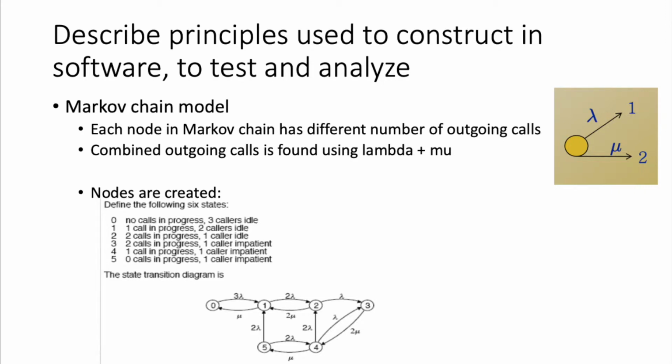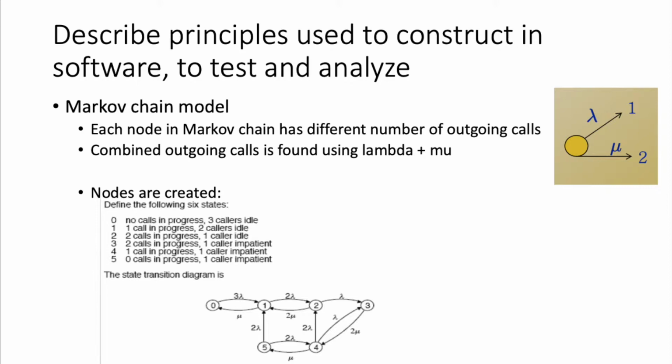MATLAB was used to construct this problem and to test and analyze. The main principle used was the Markov chain model. Each node in the Markov chain has different numbers of outgoing calls, as shown in the picture below. And the combined outgoing calls is found using lambda plus mu.